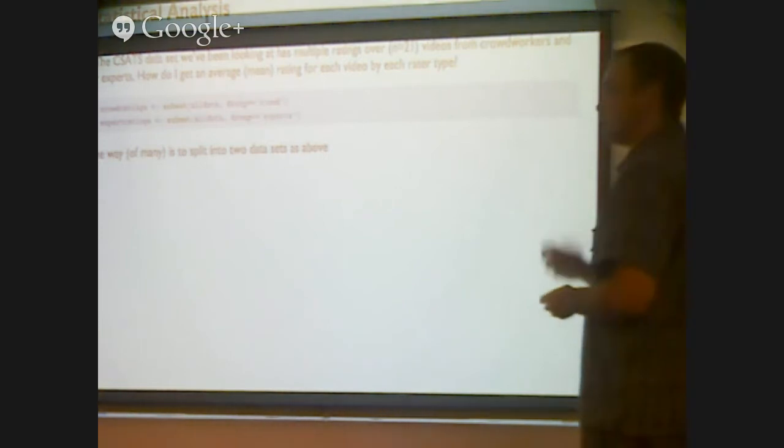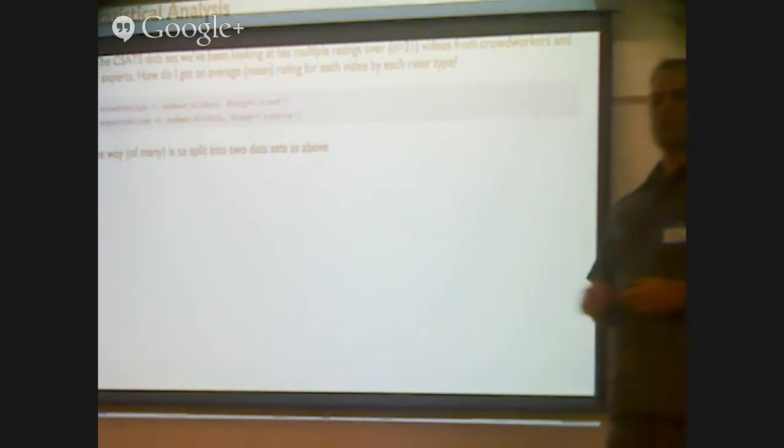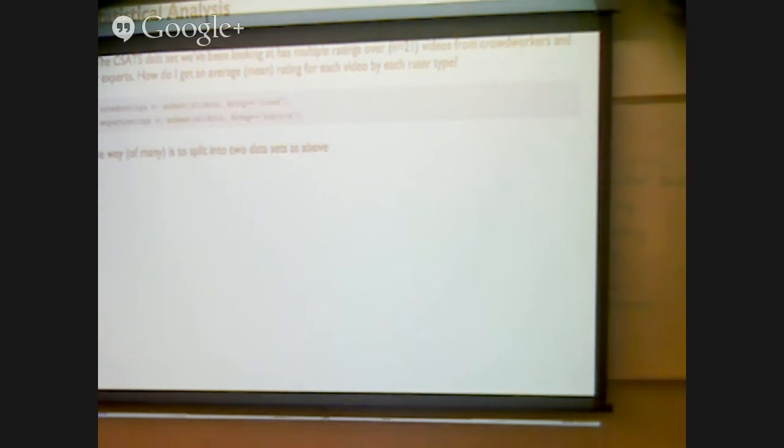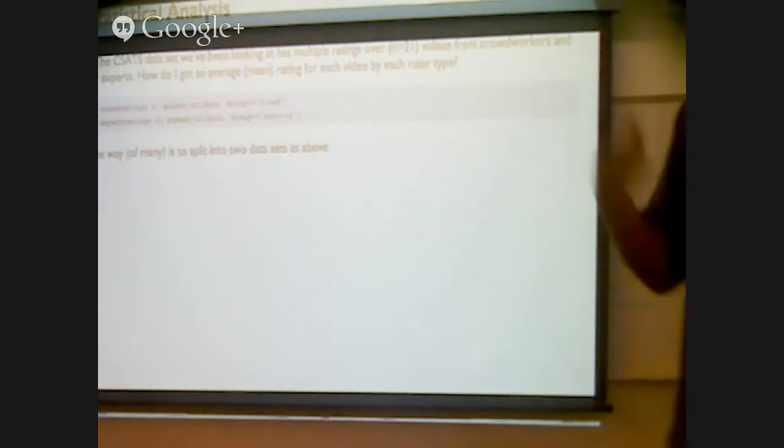So really, the purpose of this data set was to look at whether the average crowd rating in any way corresponds to what the experts might say. We've got multiple ratings over these 21 videos. We have 5 expert ratings and over 30 crowd ratings for each video. I actually don't want those individual ratings because I don't care about them. You need your average perception across the ratings through a mean.